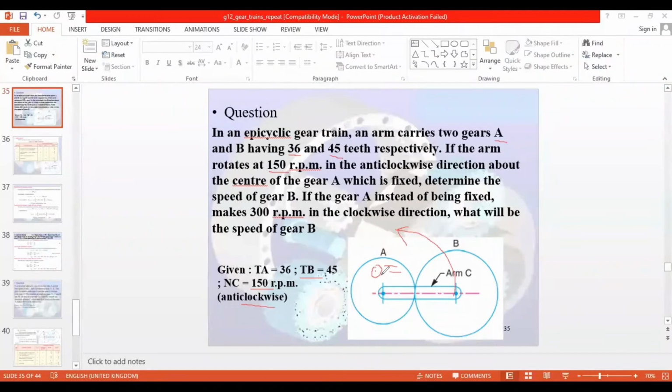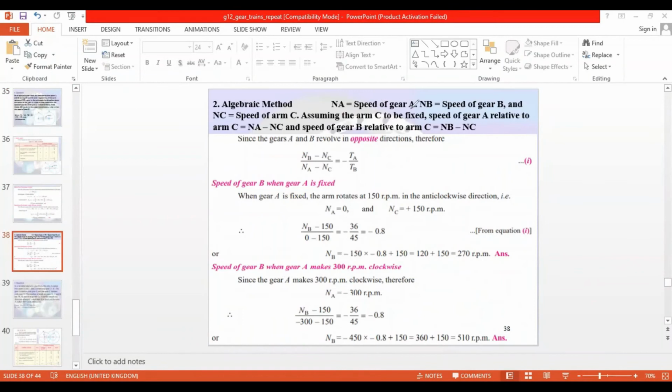Second question: when this is moving with 300 rpm in the anti-clockwise direction, what would be the speed of B? Right, so this is the question. We'll now see how to solve this. Again, we'll put NA as the speed of gear A, NB as the speed of gear B, NC as the speed of arm C. Assuming the arm C to be fixed, we'll assume it. Speed of gear A relative to arm C is equal to NA minus NC.